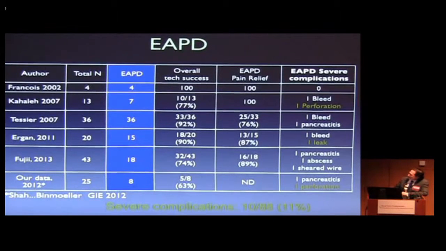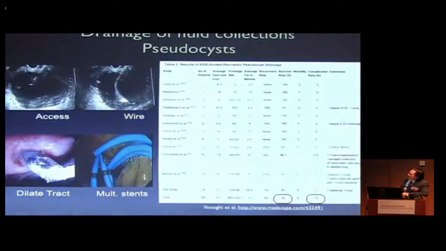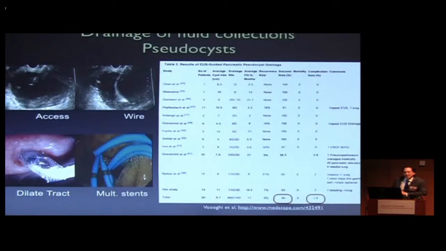Now I've compiled the literature for you here in this table, and I've extracted out the patients who underwent EAPD. And what you can see is that the overall technical success rates are fairly good, pain relief is good, but we have a number of severe complications, and I've looked at just the severe complications, and we're looking at a rate of 11% with several perforations and leakage. So this is clearly not a benign procedure, and I think we need better tools to improve the safety of EAPD.